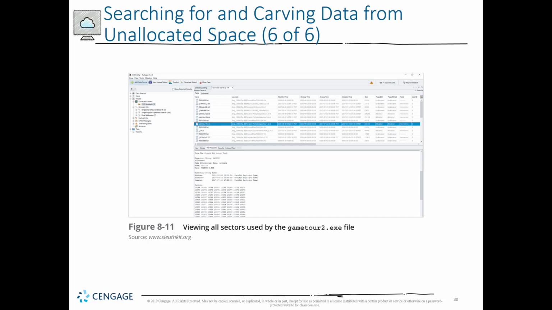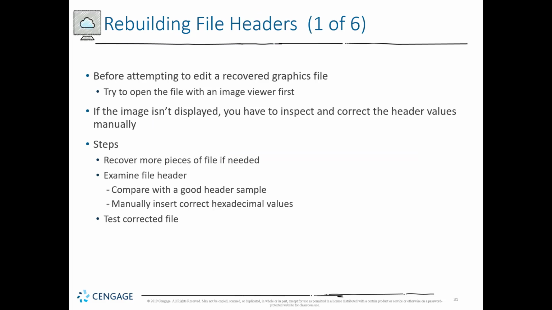So again, if we are searching for data and it is damaged, we are going to have to rebuild it. Before attempting to edit or recover graphic files, try to open the file with an image viewer first. That way you can see if they're functional or not. If the image isn't displaying, you'll have to inspect and correct the header. And again, the general steps are: recover more pieces of the data file if necessary, examine the file header, compare it with a good header, and then test the corrected file.